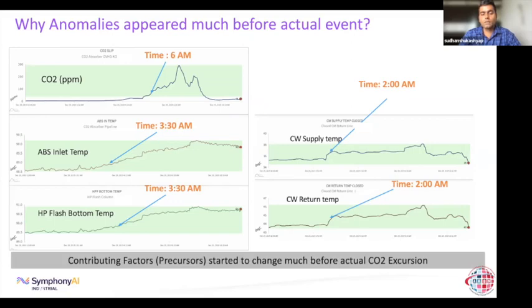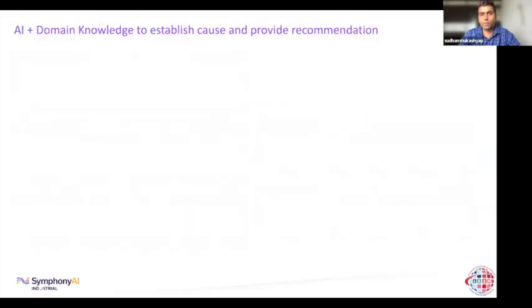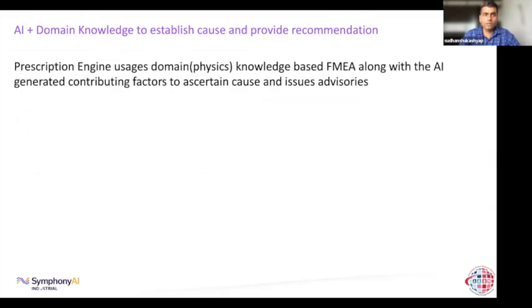So basically, contributing factors or precursors started to change much before the actual CO2 excursion. And that's the idea of detecting it much earlier and then fixing the problem. So now, if you put all these things together on a prescription engine, which is based on domain knowledge and FMEA, you can put it together into a causes and issues advisory.